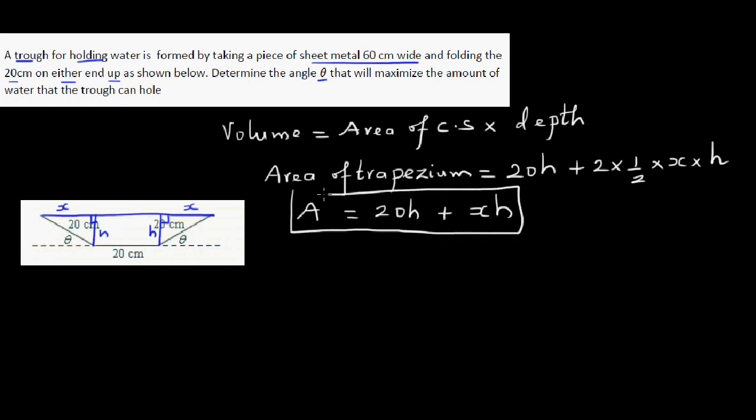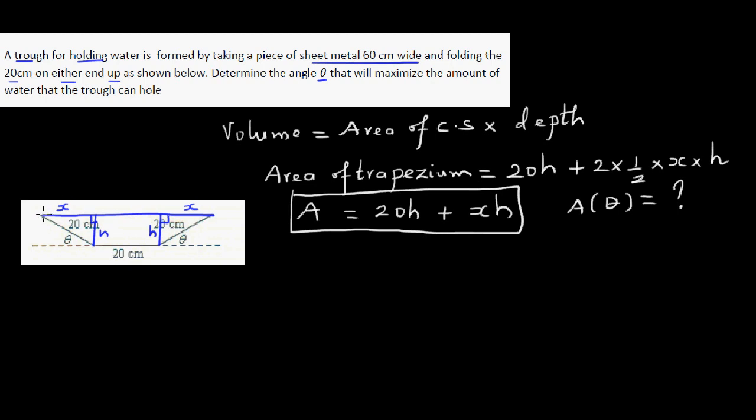Now if you want to maximize area, for that you have to write this area in terms of theta, because the question is, for which angle theta is the area going to be maximum? So basically we want to write area as a function of theta. That's the question, and then you have to differentiate it, set it equal to zero and solve it. That's all. So now we need to think, can we write h and x in terms of theta or this angle?